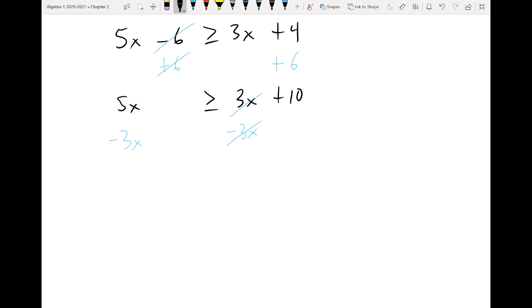5x minus 3x is going to give us just 2 x's, greater than or equal to, right? The 3x and the minus 3x are going to cancel out, and we have a positive 10. Next step, we're going to divide by 2 on both sides, right? Our 2's are going to factor out. X is by itself on the left, less than or equal to. We divided by a positive, so our sign isn't going to change. 10 divided by 2 is 5.